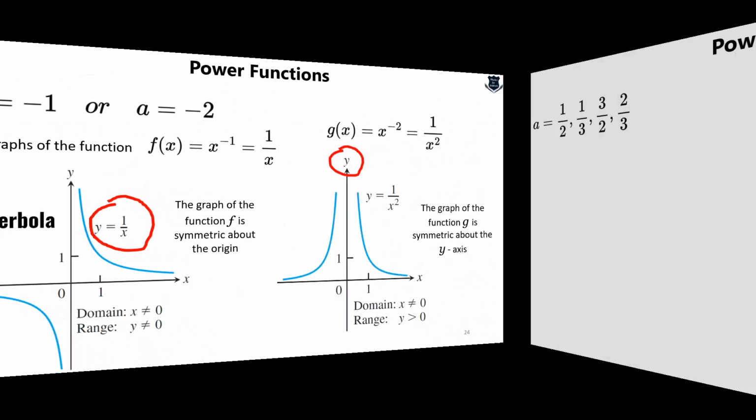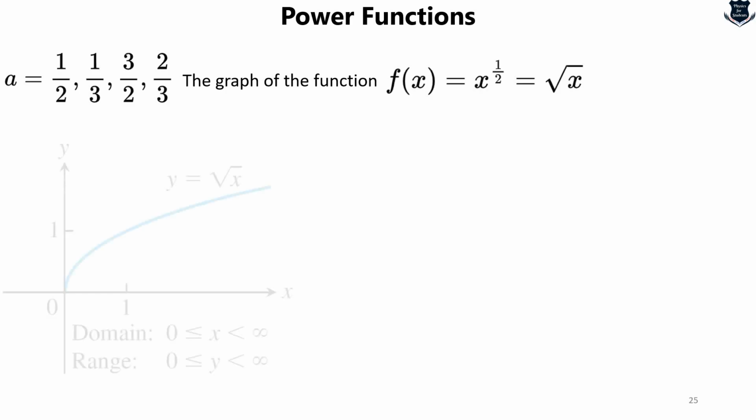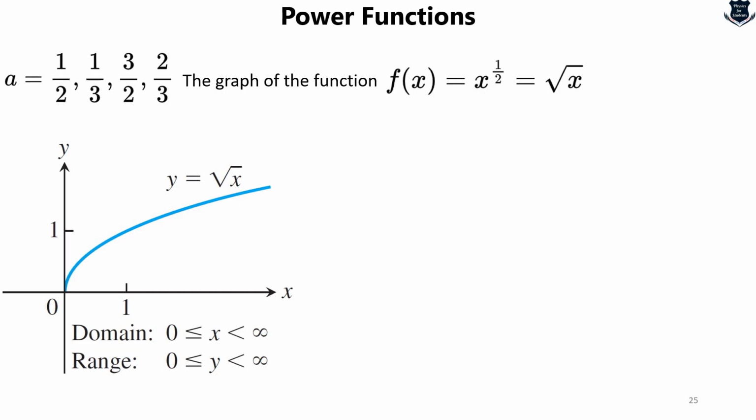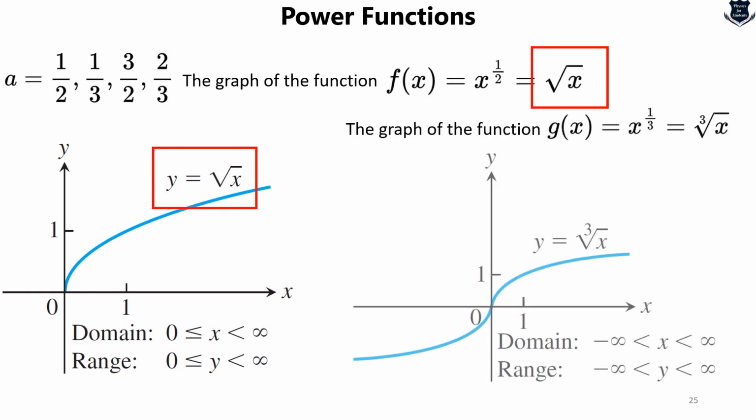Now, similarly, if I take another example where a is 1 upon 2, 1 upon 3 and so on, then the graph of the function, for example f of x equals the square root of x, looks like this. And if I take another function, the cube root of x, then the graph would look something like this.